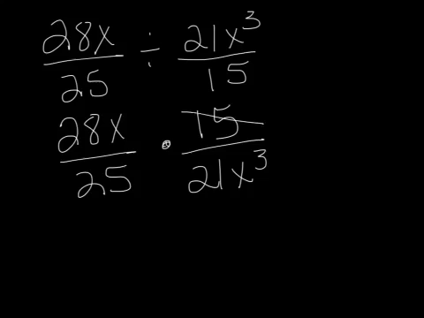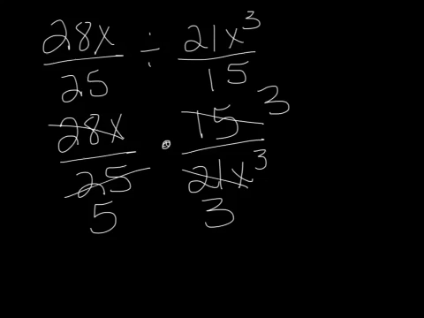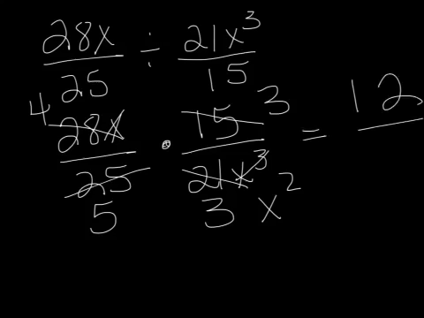This will reduce by 5. 5 will go into 15 3 times. 5 will go into 25 5 times. 7 will go into 21 3 times. 7 will go into 28 4 times. Reduce the x with the x cubed, and that leaves you x squared. So our final answer is 4 times 3, which is 12, over 5 times 3, and that's 15, and we have our x squared.